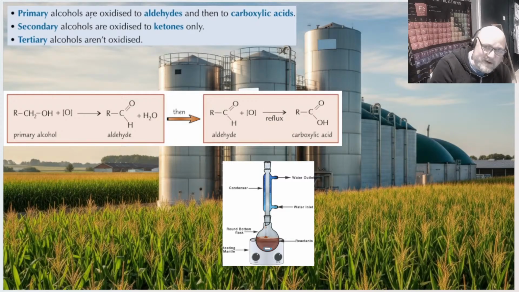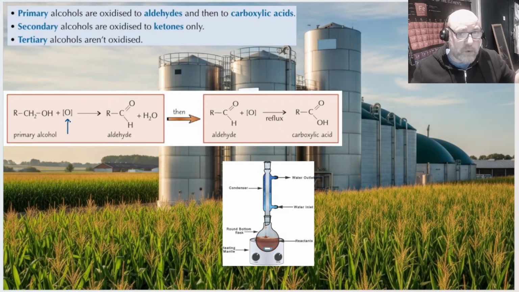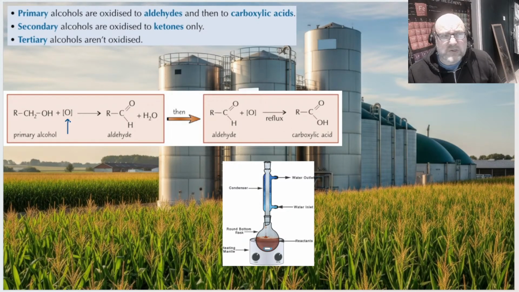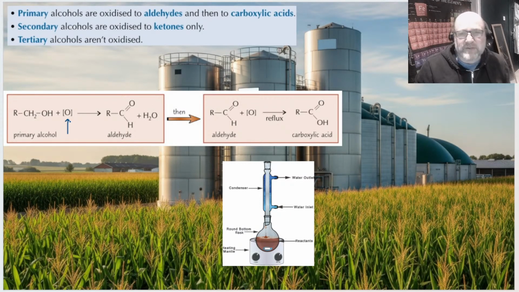So, your primary alcohol, this R group, so this is methanol, but that R group could be another CH3, so that'd be ethanol, or it could be C2H5, so that would be propanol. So you've got your primary alcohol. This is an oxidizing agent. The oxidizing agent of choice is potassium dichromate, which is orange and goes green, or is it green and then goes orange? I can never remember the order. But potassium dichromate is an oxidizing agent, and it oxidizes the alcohol to aldehyde.